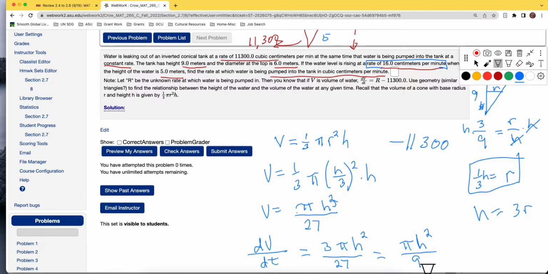And the question is, how much water is being pumped in, in cubic centimeters per minute? So what's the change in volume here? What we can see is that we know the height is 5, so we can find dV/dt, which is what we're looking for, by plugging in 5 for h. So you should get 25 pi over 9. Put that here.